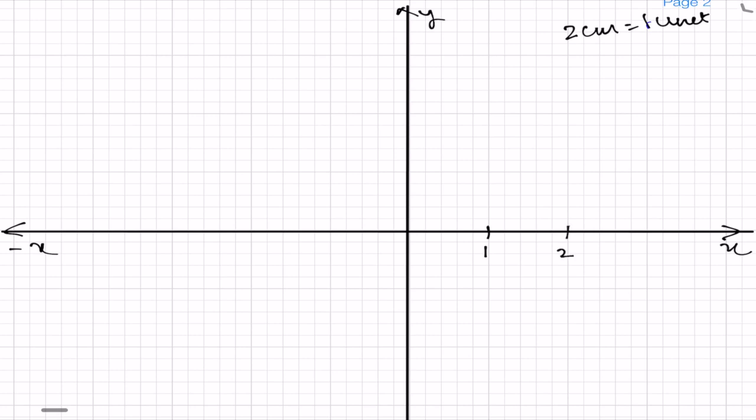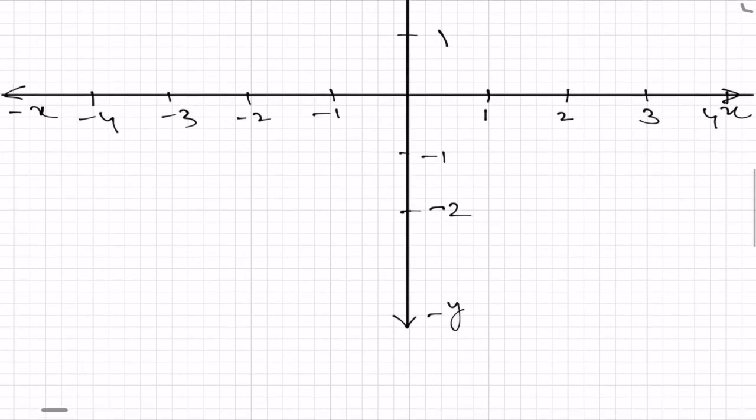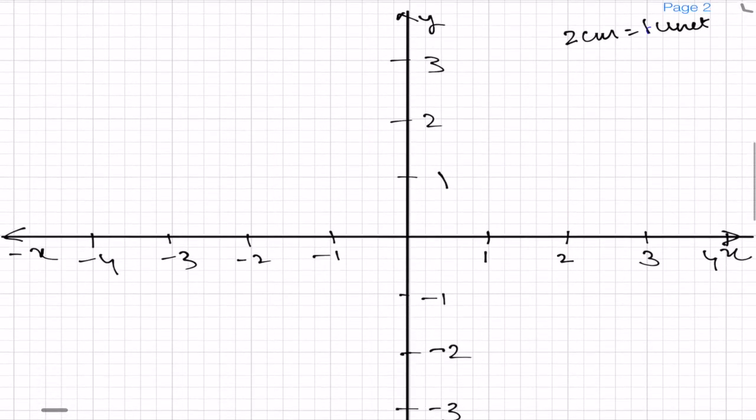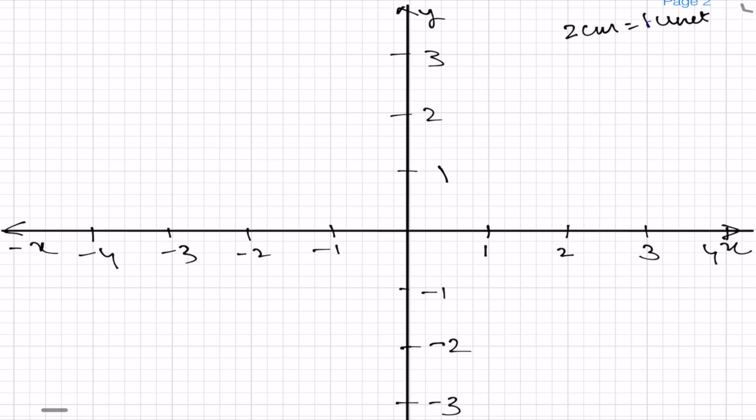So 1, 2, 3 and I'm taking till 4. Similarly 1, 2, 3 and here it is -1, -2, -3 and -4. Similarly here also. Okay, now see, first we have to plot the point like origin. Origin coordinates are always 0. So origin is 0, 0.